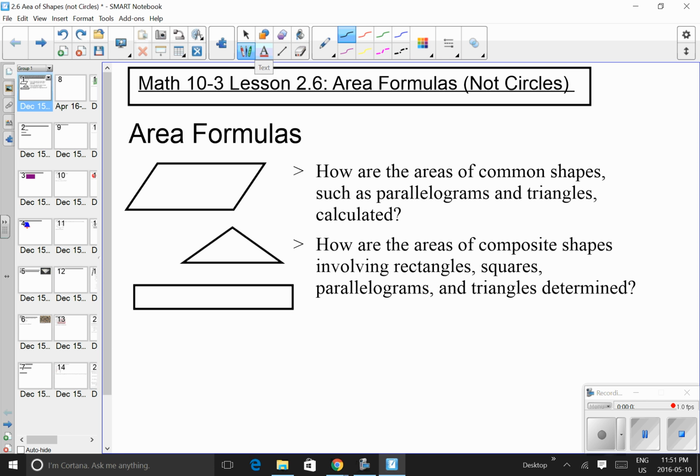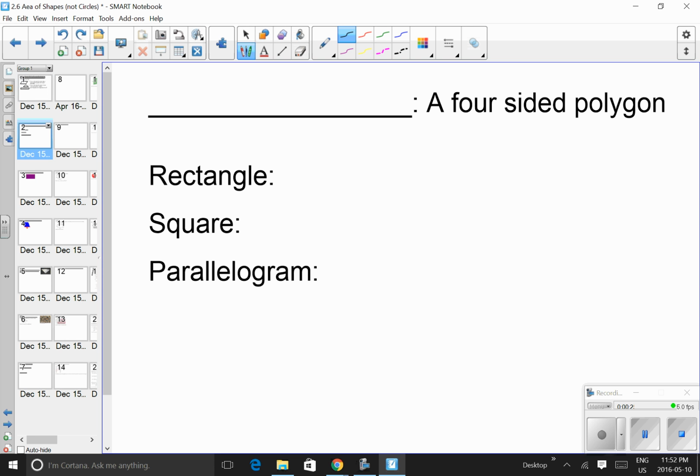Alrighty, welcome to lesson 2.6, some of my favorite lessons. In this one, we're going to talk about finding areas of shapes that are not circles. We're going to talk about formulas of common shapes such as parallelograms and triangles, and how to calculate those areas. And then we're going to talk about composite shapes. So first, let's talk about those common shapes.